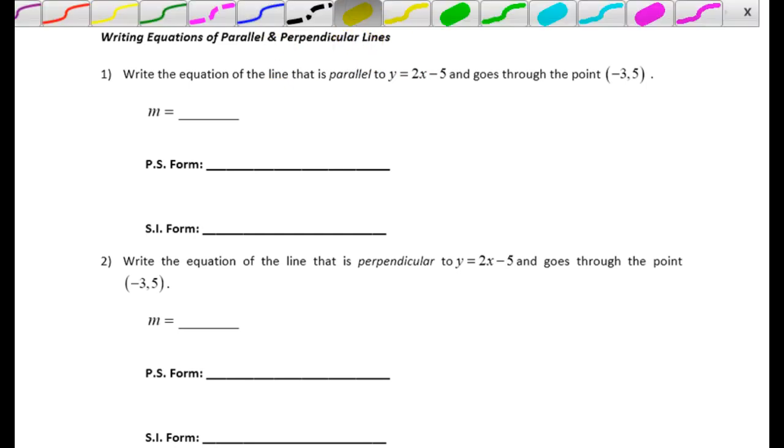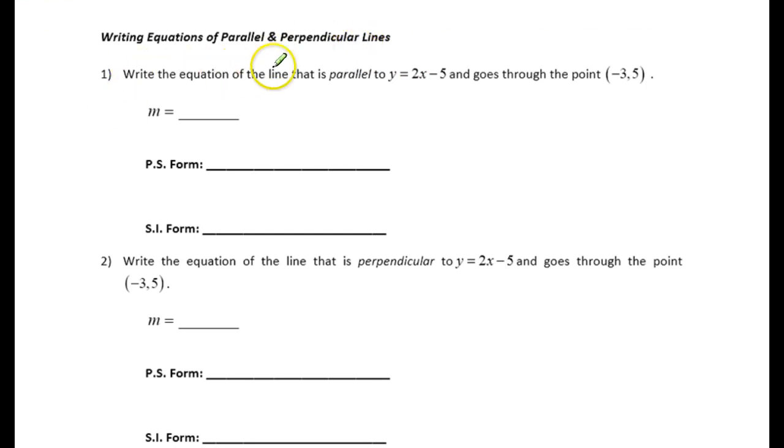Alright, so number 1 says write the equation of the line that is parallel to y equals 2x minus 5 and goes to the point negative 3, 5. Well, let's go back and look at what's important. We know that we want a parallel line. Here's the line they're giving us, and the new line has to go to this point. Basically we're taking this line and making a parallel line that goes through this point. So this is the old stuff, this is going to be the new stuff.